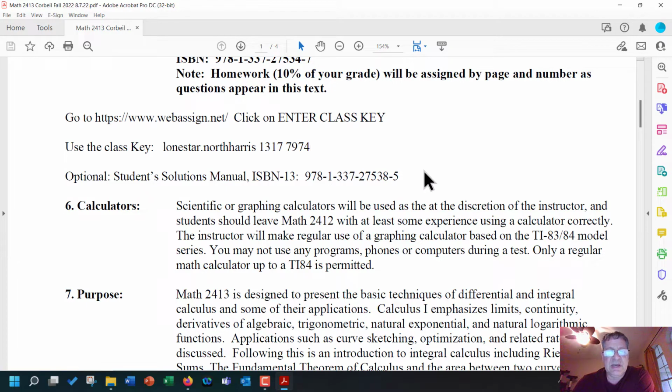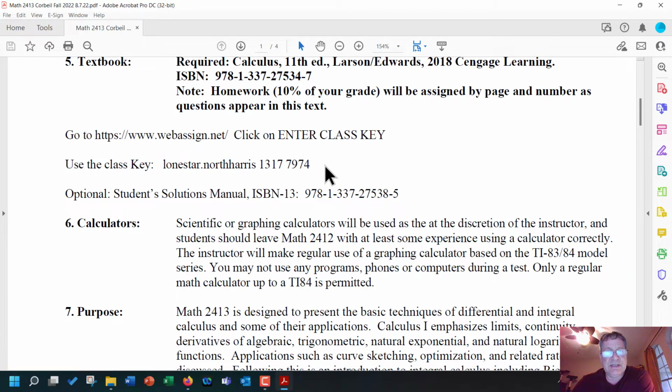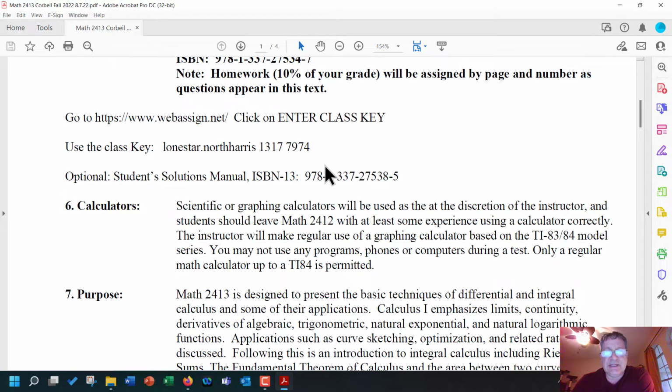Make sure your solutions manual matches the edition of the book that you get if you go hard copy with that. But once again, you will need the electronic copy because that's where your assignments are. We'll talk about that in a second.